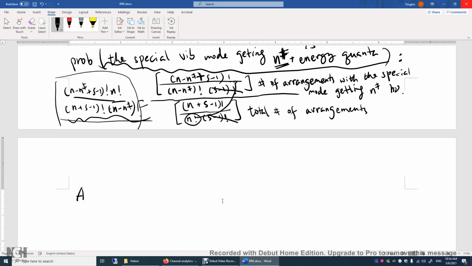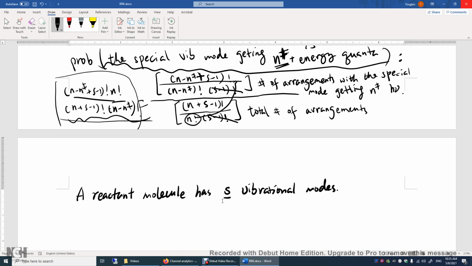Let's say we have a reactant molecule that may undergo a unimolecular reaction, for example, decomposition or isomerization. And then this reactant molecule has S vibration modes. All right, we got our first variable here.